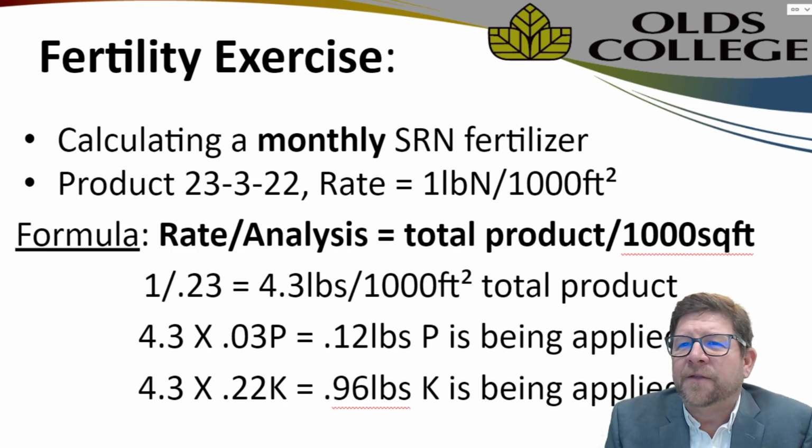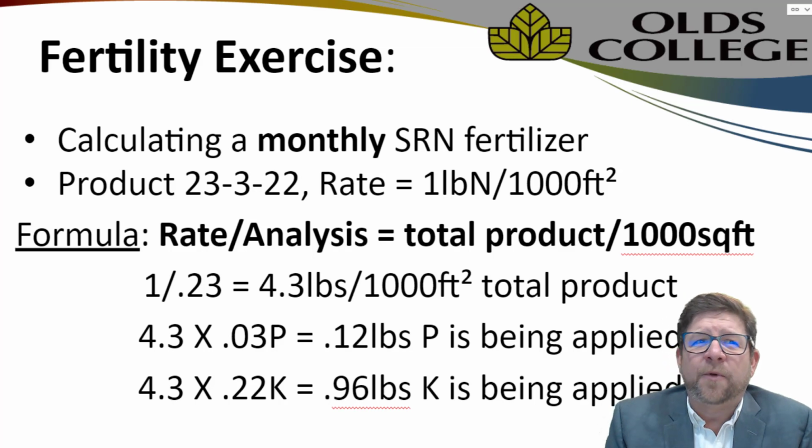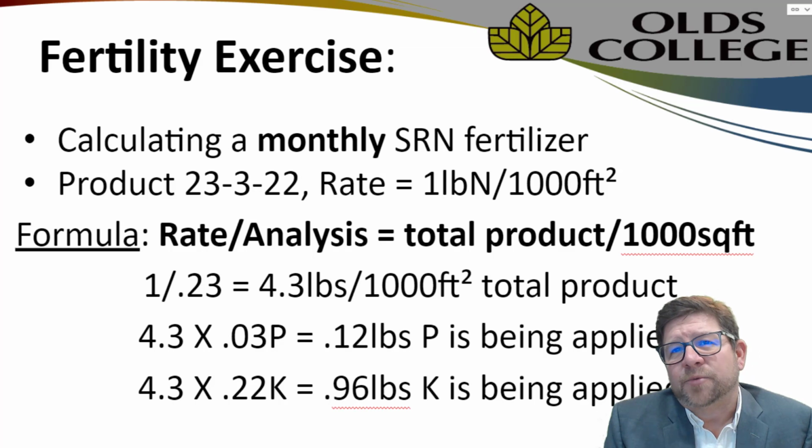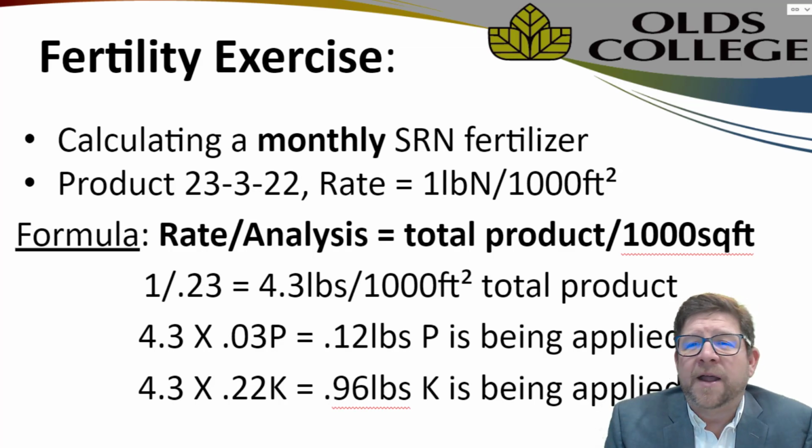Rate meaning the rate of nitrogen per 1,000 square feet that you'd apply, whether it's 1/3 of a pound or a pound at a time, divided by the analysis, which is the percentage of nitrogen in that bag. You divide rate by analysis, gives you the total product that you need to apply per 1,000 square feet. That's total product to get that rate you're looking for.